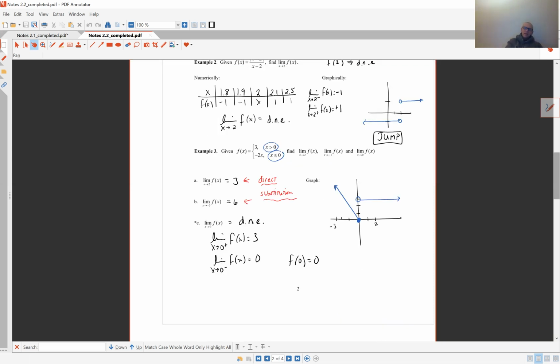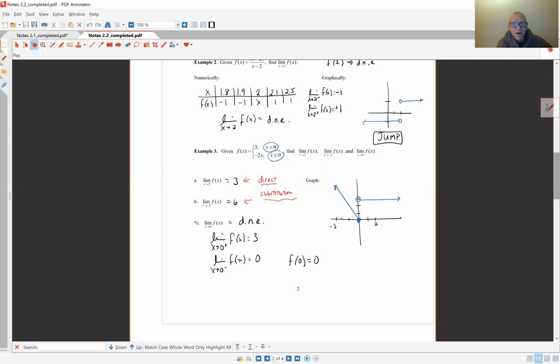Once again, we see that the limit coming from the left is different than the limit coming from the right. Let's look at that function f of x as x goes to 0. f of x is equal to 3 for x positive, and f of x is the downward sloping line minus 2x for x negative. As x goes towards 2, well, 2 is greater than 0, and the function is defined to be 3. So that's pretty easy.